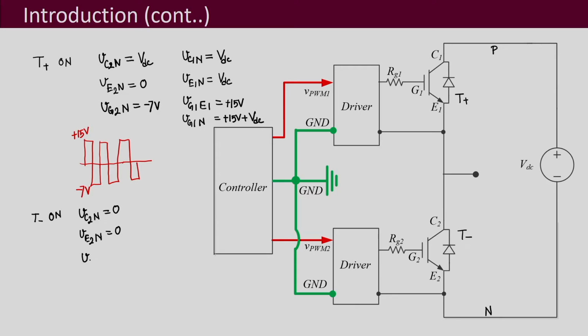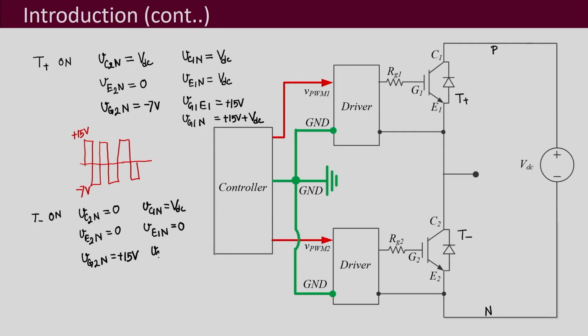Then we have this VG2N, that will be equal to plus 15 volt, because here we are turning it on. So, this has to be plus 15 with respect to E2. Then we have VC1N, now this will be always equal to VDC. Then VE1N, now this is going to be equal to 0. This is why this is 0, because this is shorted. So, this point's potential, E1's potential, is now connected to here, which is N.